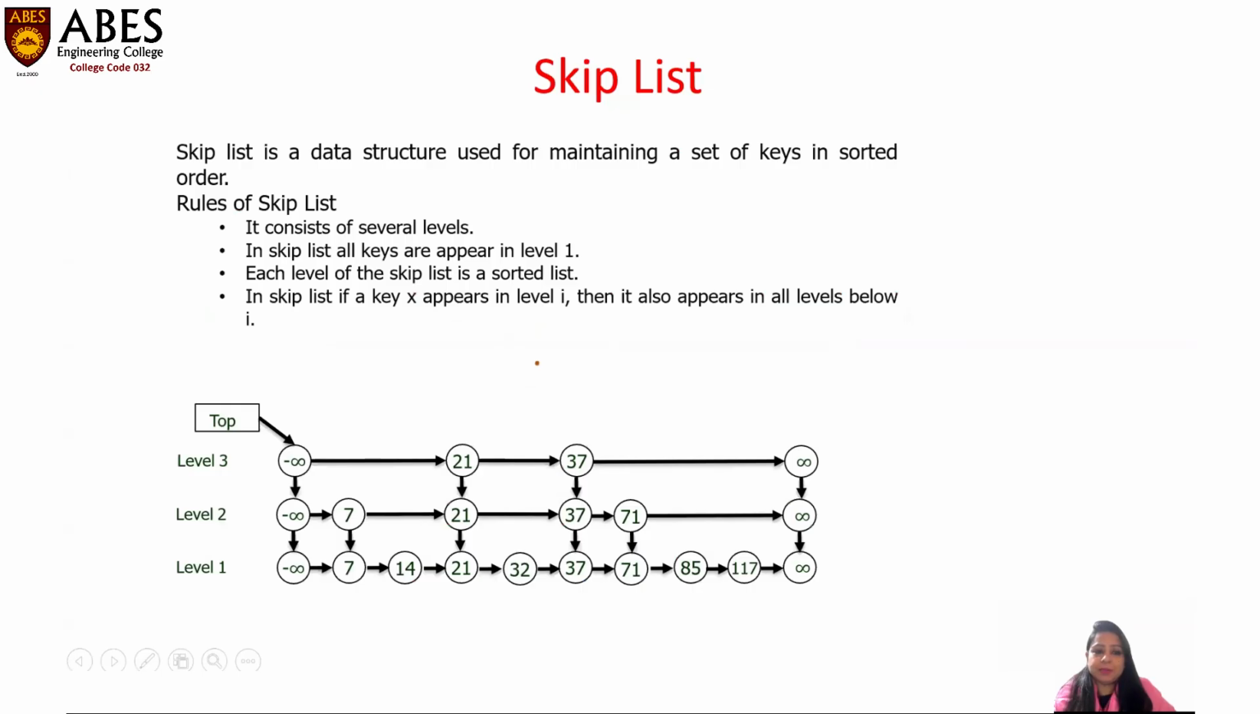So what do you mean by a skip list? It is a type of data structure which is generally used to maintain different sets of keys that should be in sorted order. It can be in increasing order, it can be in decreasing order.